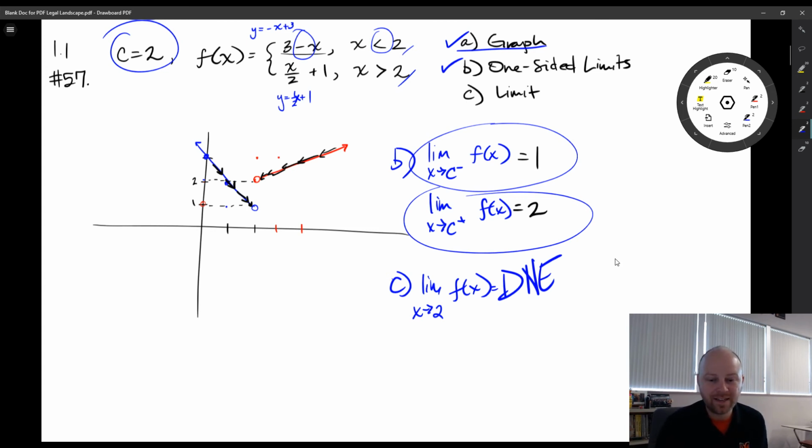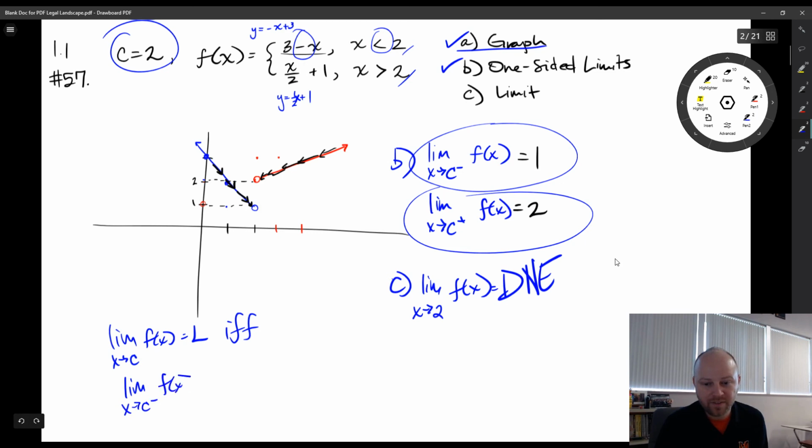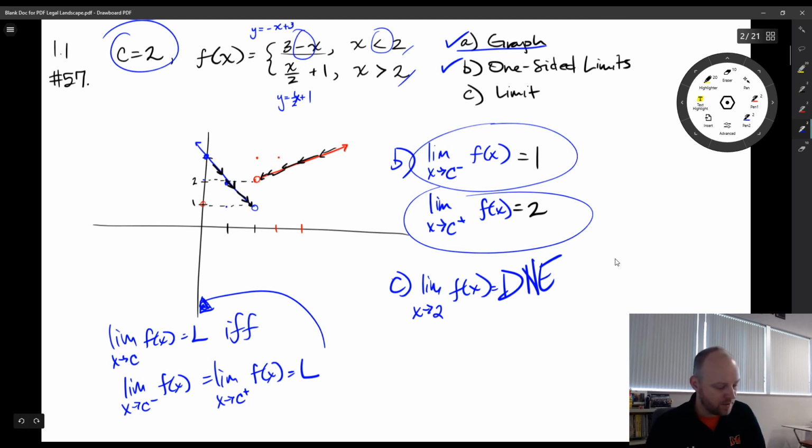A limit exists, so the limit as x approaches c of f of x is equal to some limit if and only if the limit as x approaches c from the left of f of x is equal to the limit as x approaches c from the right of f of x, and both of those are equal to that same two-sided limit from before. So that's everything.